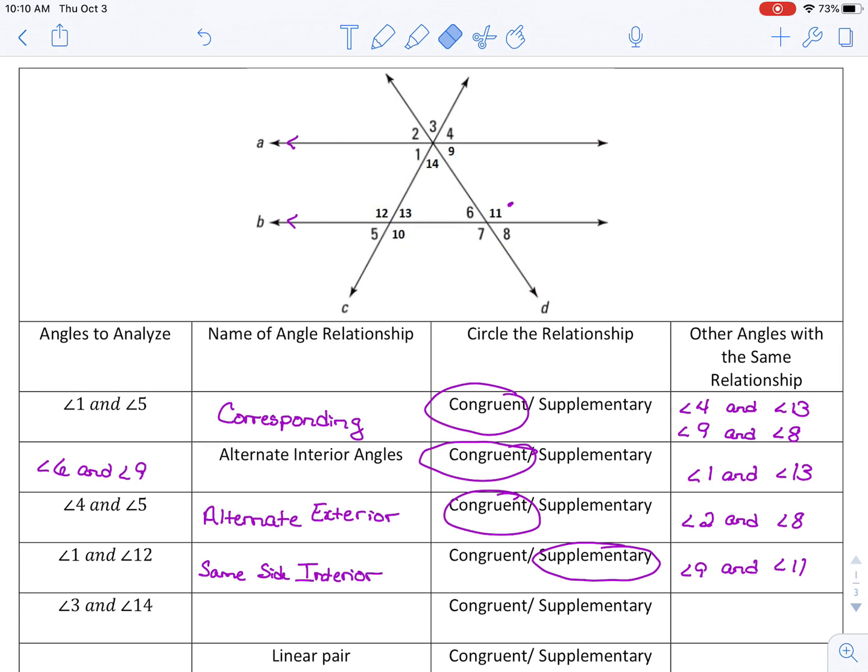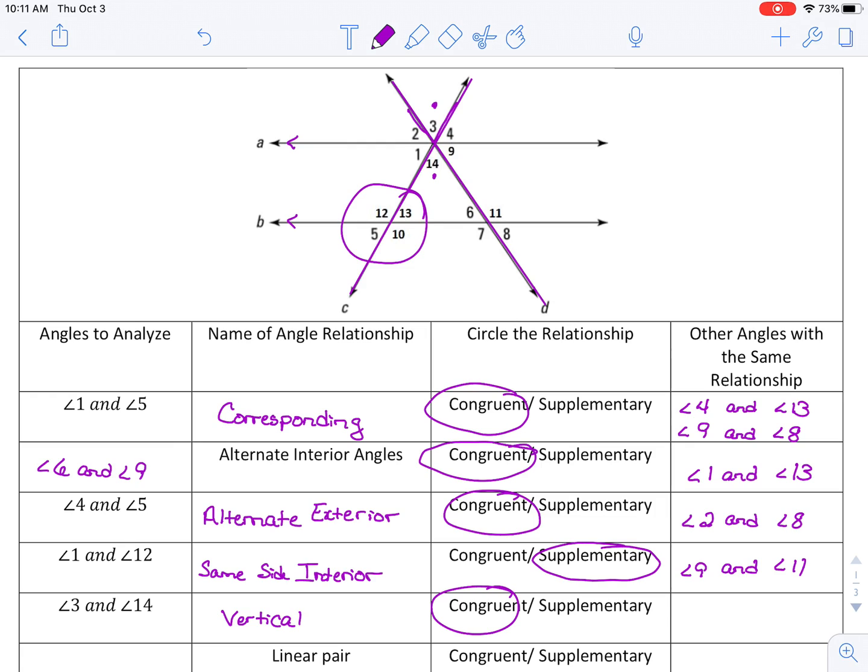So then 3 and 14. If I trace my lines, 3 uses line D and line C. If I trace my rays, 14 uses C and D again. If you ever find yourself only ever using 2 lines to create your angles, you don't have anything that's new. I could have asked you what type of angles those were earlier this week, and you should have known that they're vertical angles. Don't forget that vertical angles exist. They're still congruent, and there's still lots more in this picture.